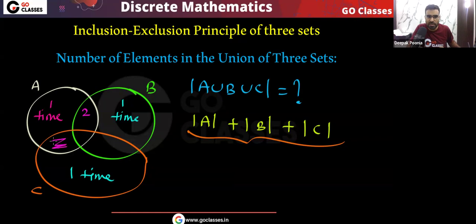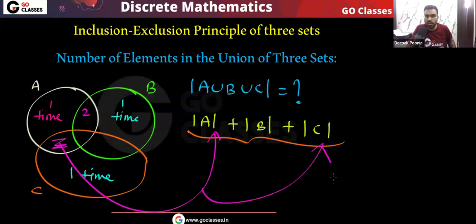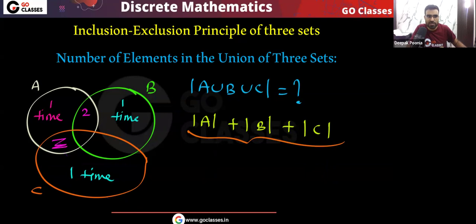What about these elements? They belong to set A also and set C also. So I have counted them here also and here also, two times. Let me write it here. What about these elements? They belong to set B as well as set C. So I have counted them in set B also, in set C also. So these elements also I have counted two times.